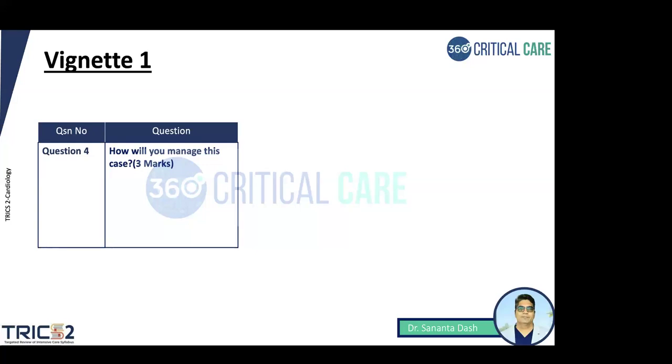The first is stabilization of the patient. Since the patient is tachypneic, I would like to initiate non-invasive ventilation. And since the patient also has pulmonary edema, after that the definitive management would be to go for PCI stenting of the occluded arteries.